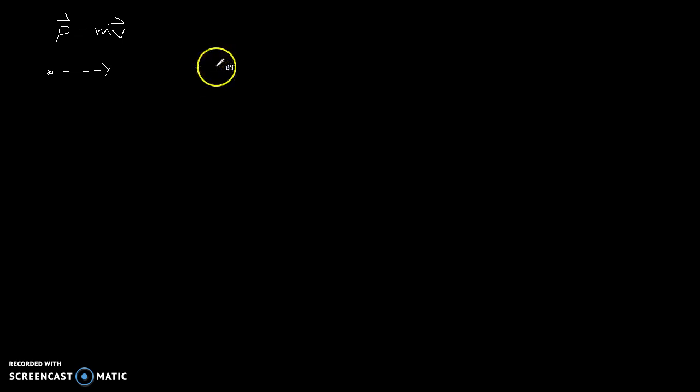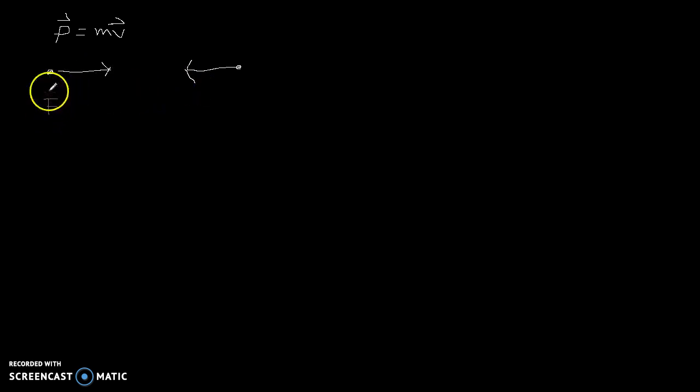So if these two objects had the same mass and opposite velocities, the total momentum would be 0. Now let's relate this to force, and from there we'll find what impulse is.